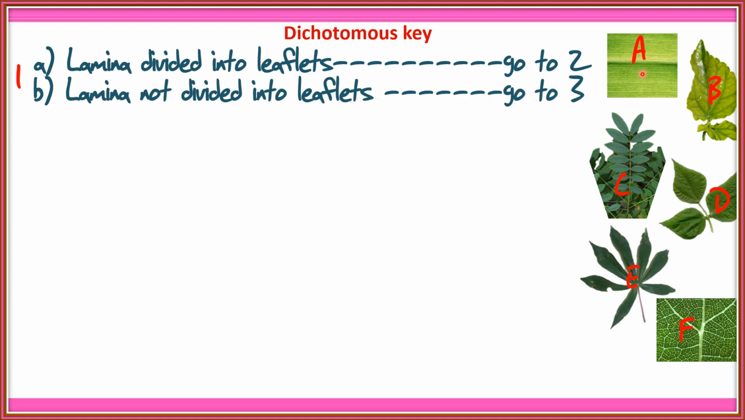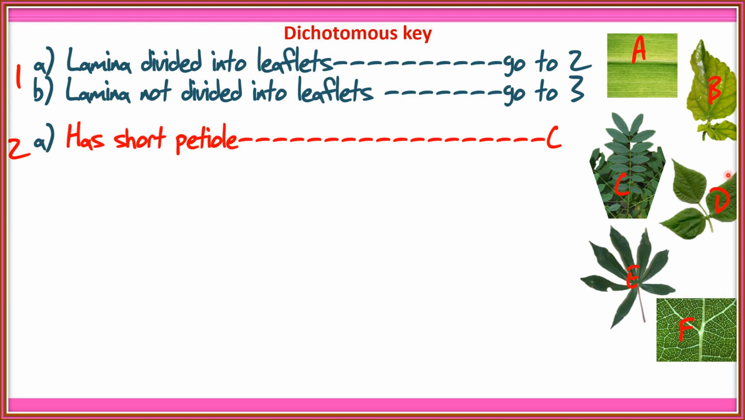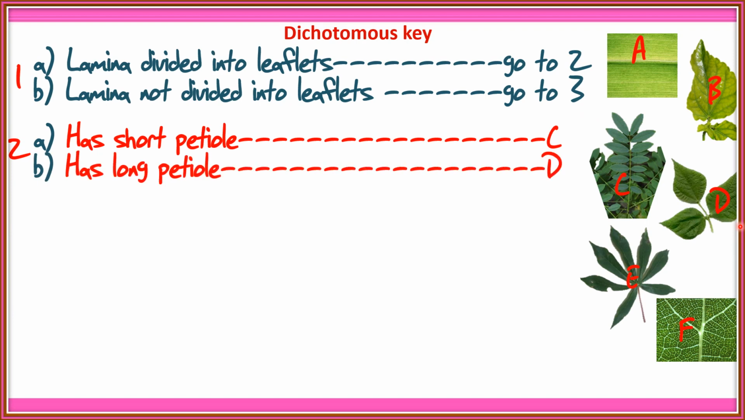These ones, we have this, we have this, we have this. Then you also have this. You send them to 3. Then you make the second couplet. You choose the first one. The 2 that we are sent here, it has short petiole, that is C. Then it has a long petiole. We have D. Okay. Then we continue.